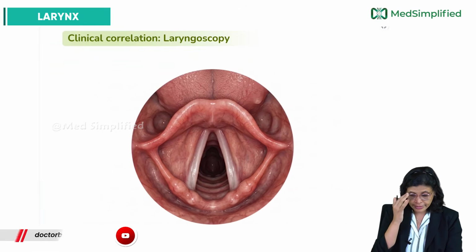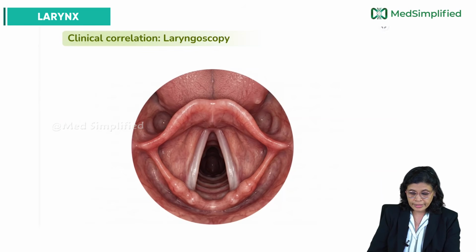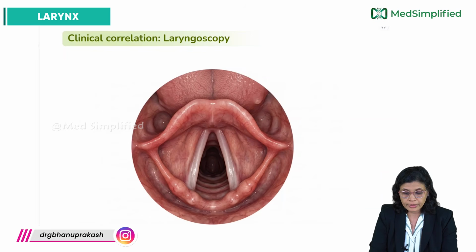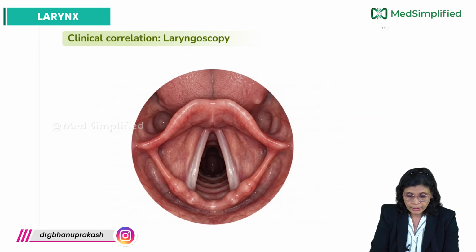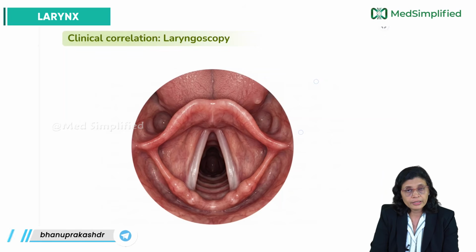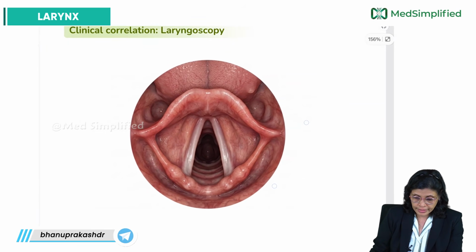Next is laryngoscope. The interior of the larynx can be inspected using a laryngoscope. It can be direct or indirect. When we use the laryngoscope, that is the direct one. When we use a laryngeal mirror and see, that is indirect laryngoscope.